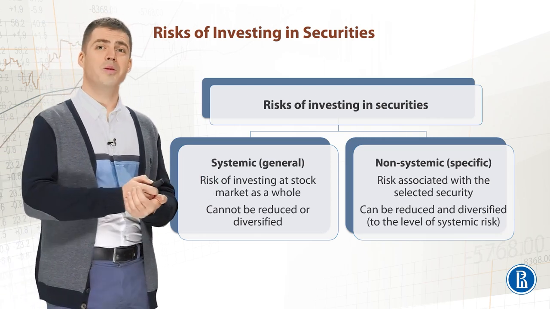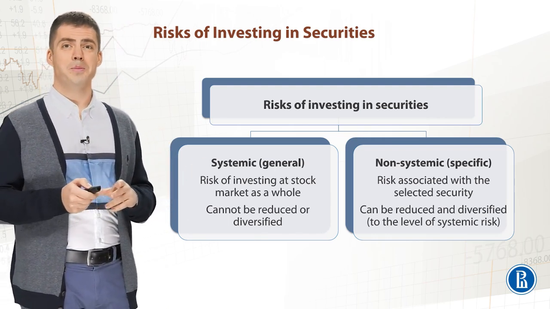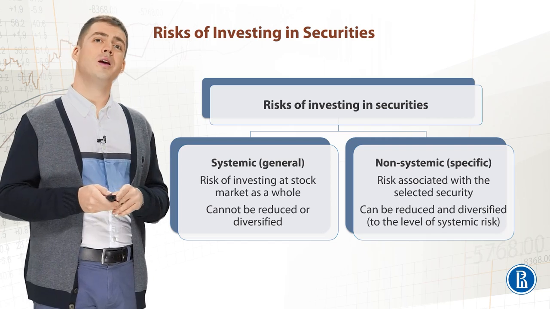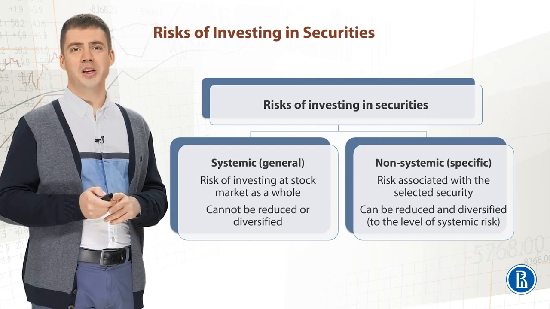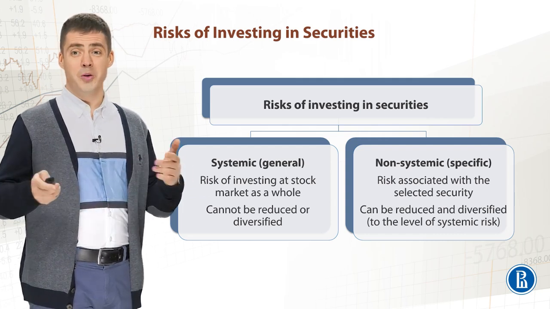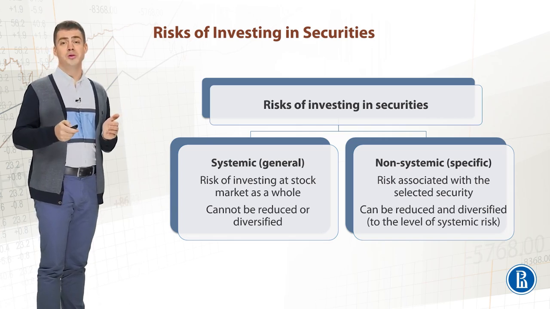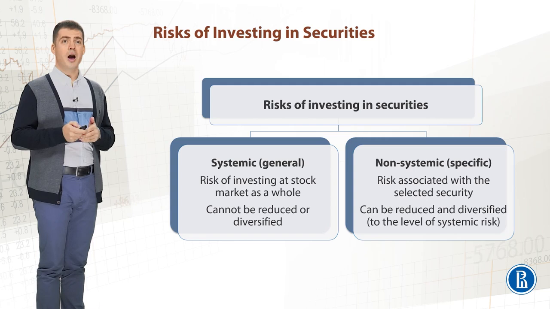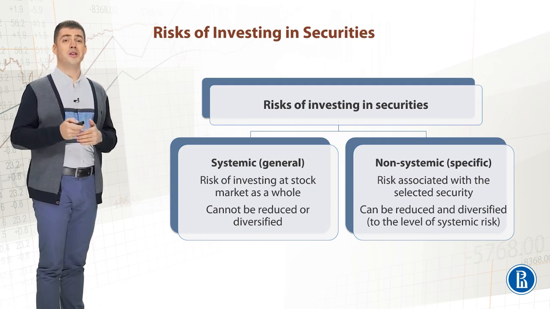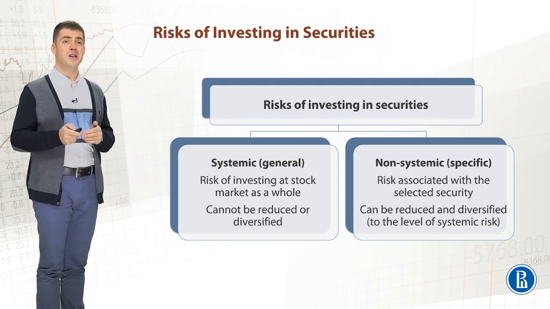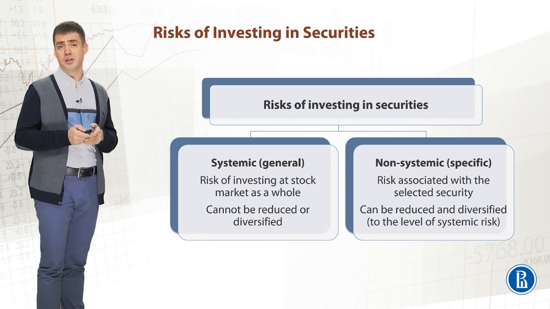And we can see that different markets and different countries vary by the level of systemic risk. However, on the contrary, each security contains a part of a non-systemic risk, which is specific for this security and this company. And this is the type of risk which can be reduced by diversification. However, the limits to diversification lie where the systemic risk lies. You cannot diversify your risk more than the systemic risk.